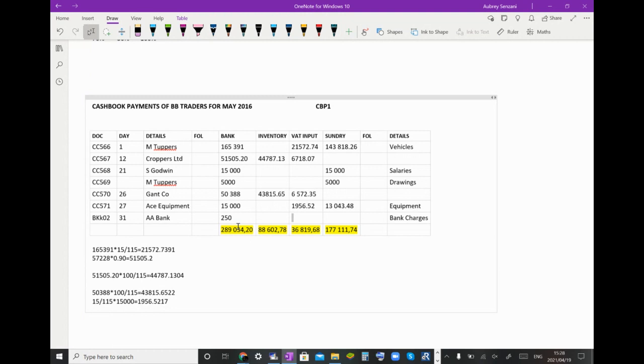So 15% of 250, somebody tell me. 15 over 115, because the 250 is inclusive, right? Remember what they said in the beginning of the question? You can assume the amount is inclusive of VAT unless they tell you otherwise. Here they haven't told us otherwise, so we are assuming. What then is the VAT amount? 82.61. Okay, so on the sundry, how much are we going to put? 228.39, if I'm not mistaken. Is that right?